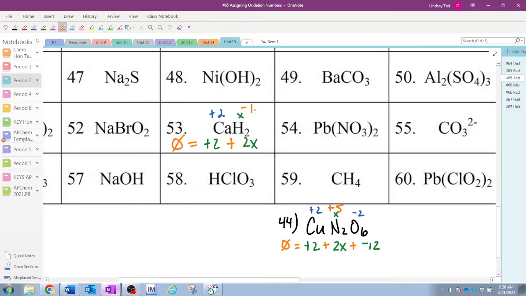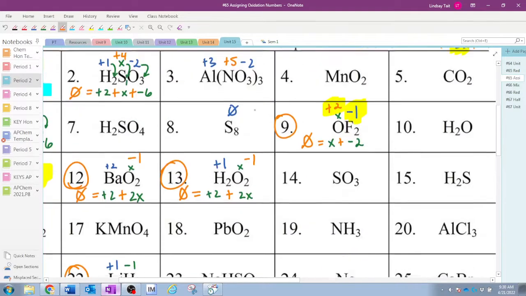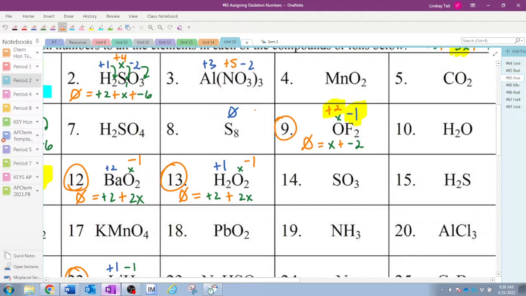So that's how I handle the exceptions, guys. Just checking your math. If it adds up to what it should, cool, there were no problems. But if it doesn't, there's an exception. And the only 2 elements with exceptions, hydrogen and oxygen, solve for them. You just got to remember H2O2, hydrogen peroxide, it's the oxygen that's the exception to solve for.